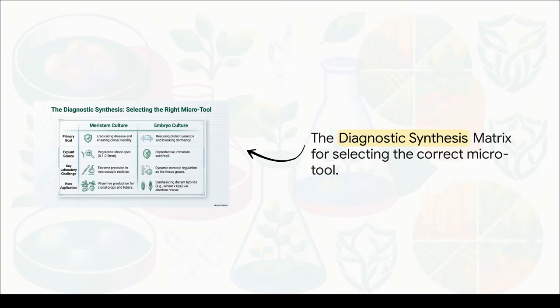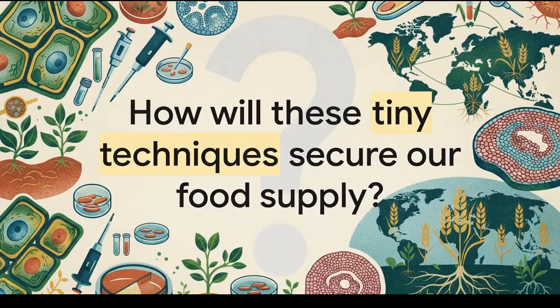Which leaves us with a truly vital question to ponder as we wrap up today's explainer. If these microscopic interventions can successfully eradicate devastating plant viruses and rescue impossible crop hybrids today, how will these tiny techniques continue to secure the macro-level global food supply of tomorrow? The physical scale we are working at might be microscopic, but the stakes for our world, they couldn't be higher.